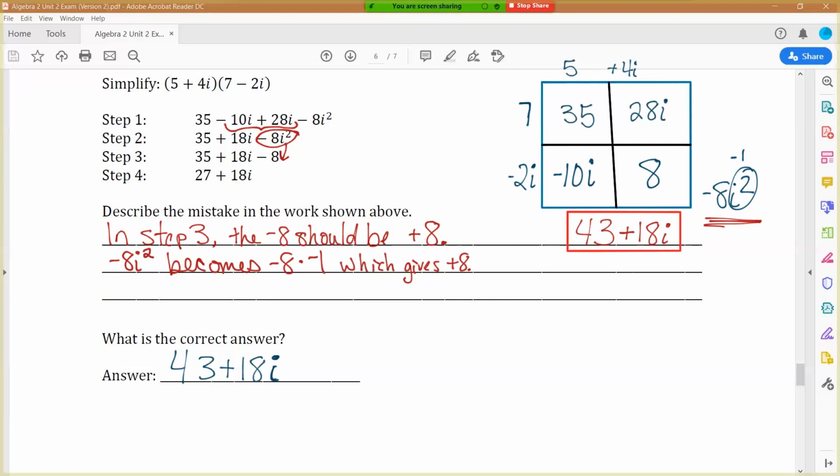Questions on this one? So this one's actually worth 4 points. You get 2 points for telling me the mistake and 2 points for the correct answer.